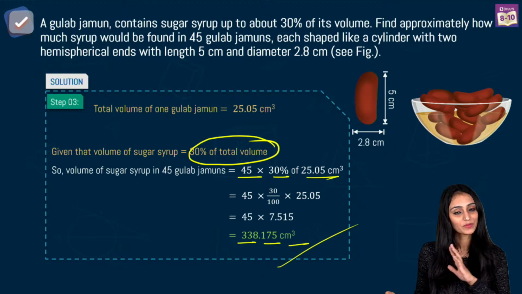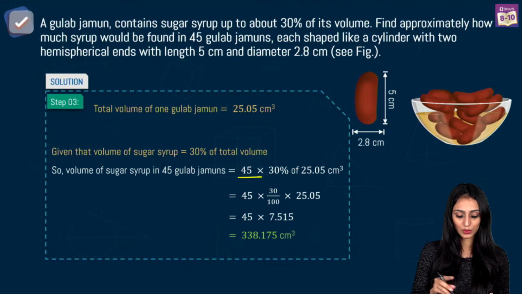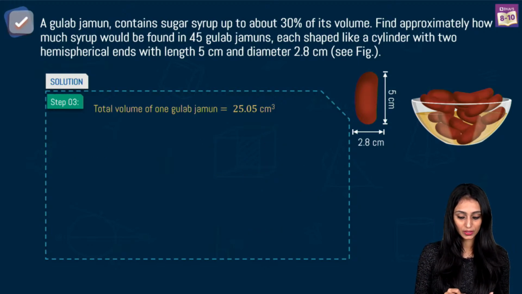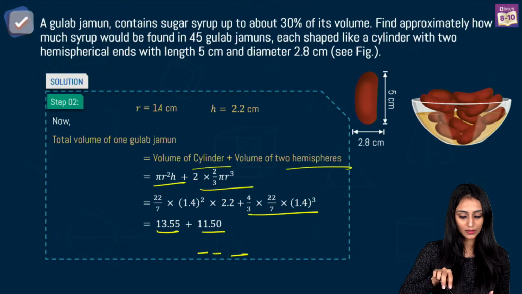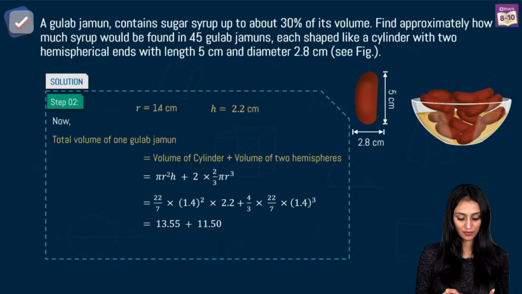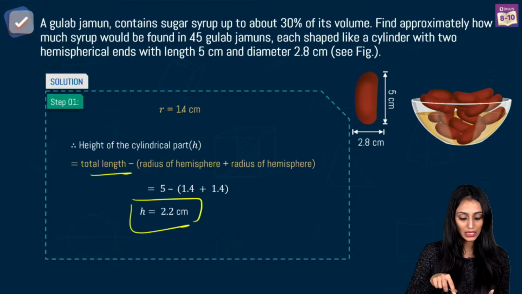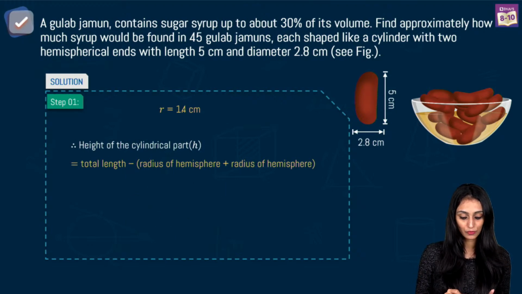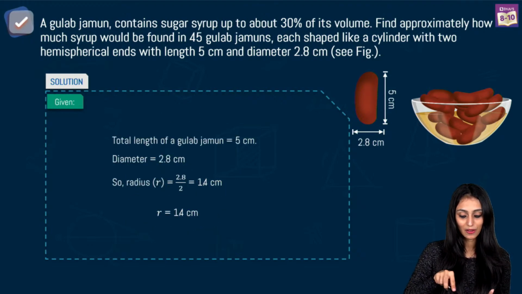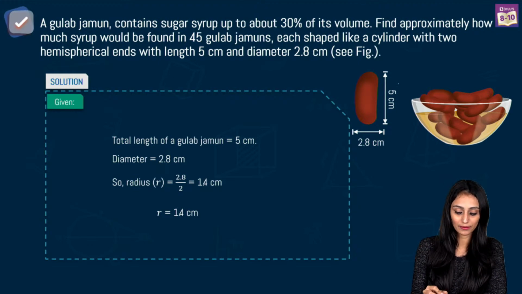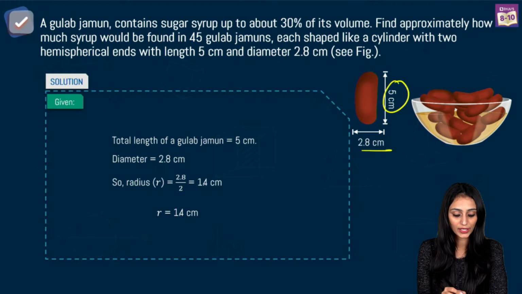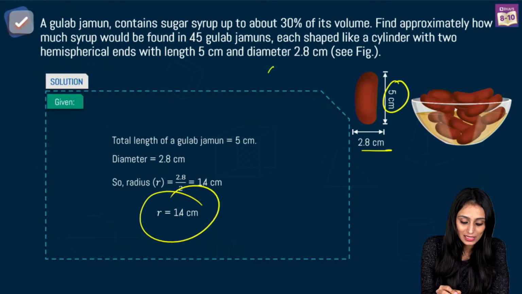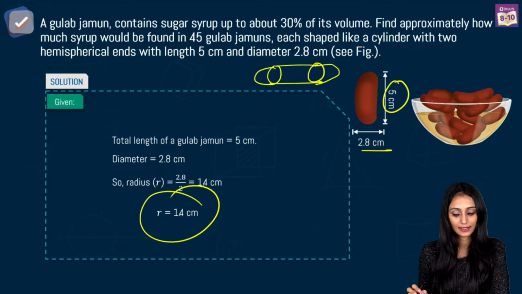Sonali, one more time. See, this is simple. We have a gulab jamun here, right? And all the height and radius, the dimensions, everything is given here. So we are given that the total length for this gulab jamun is basically 5 centimeters, the total length. And the diameter is 2.8. So radius would be 1.4. So it is like this. It has the cylindrical part and two hemispherical ends, right?